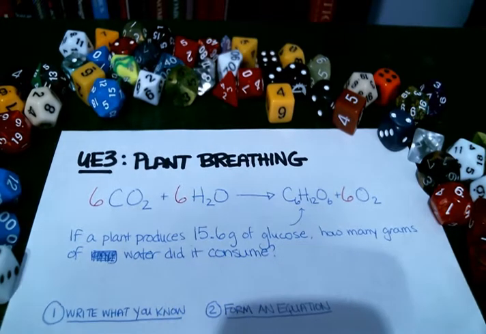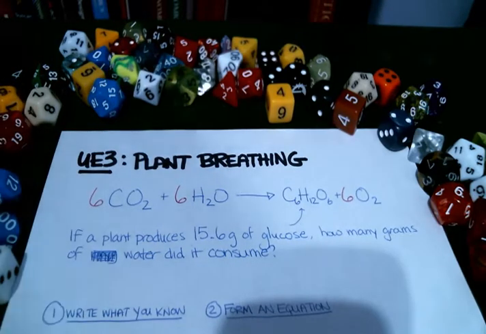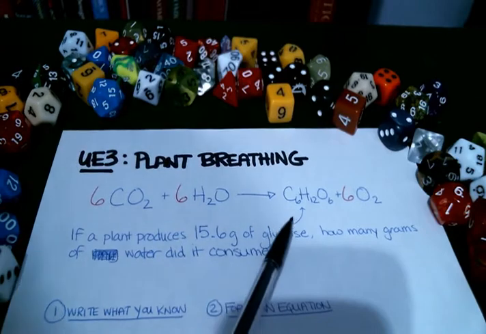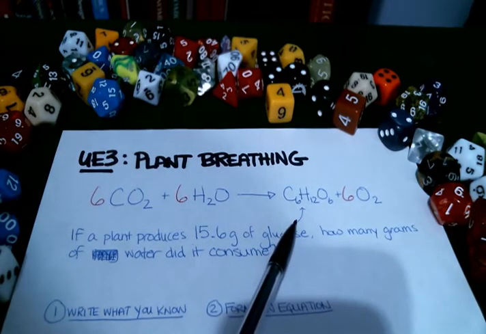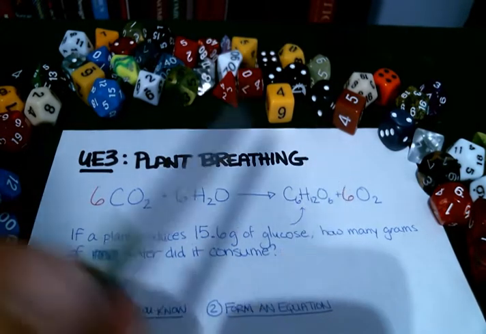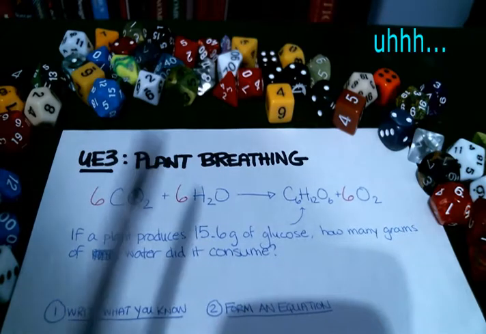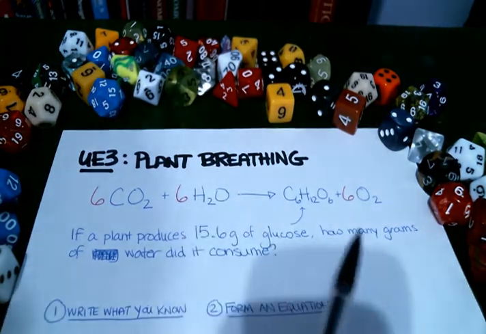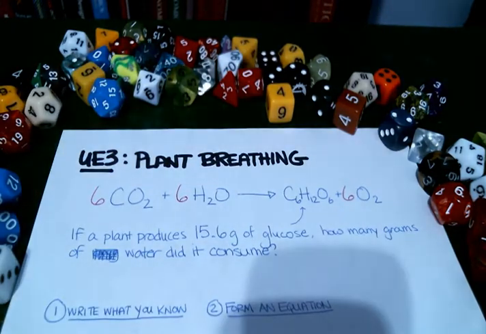In this question, essentially a plant produces 15.6 grams of glucose, and the question wants to know how much water it had to consume to produce that much glucose, specifically in grams.